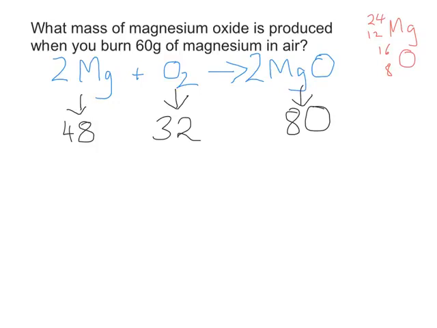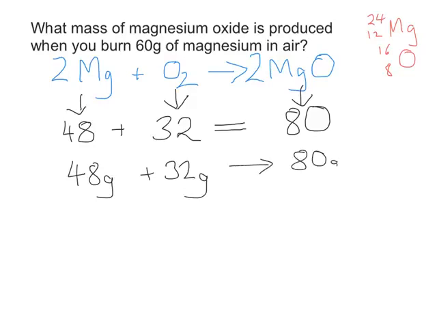So that's just by adding up your relative molecular masses. But let me just point out one thing first. If you add 48 plus 32, it actually equals 80. So this is proving the idea of mass conservation. What we've got on one side of the equation is what we've got on the other. So my next assumption is that 48 grams of magnesium plus 32 grams of oxygen will give me 80 grams of magnesium oxide, okay?